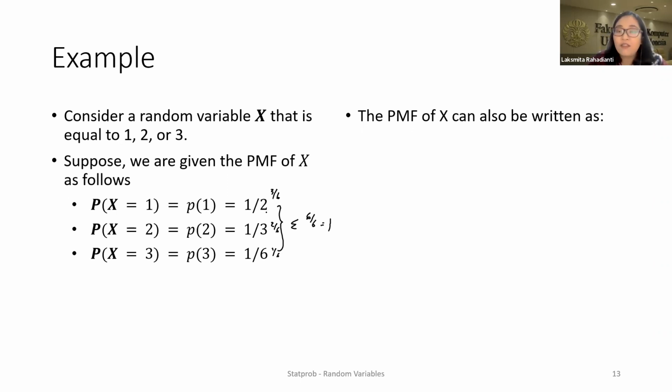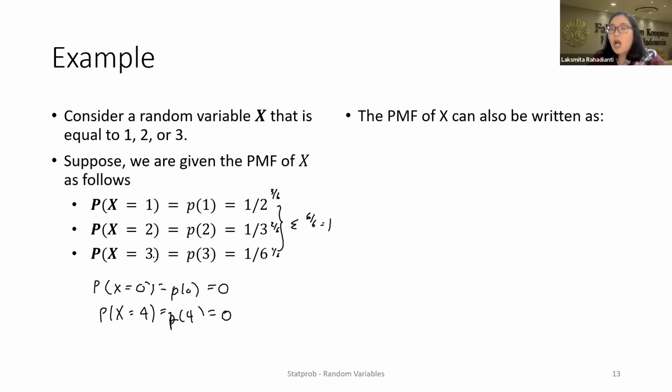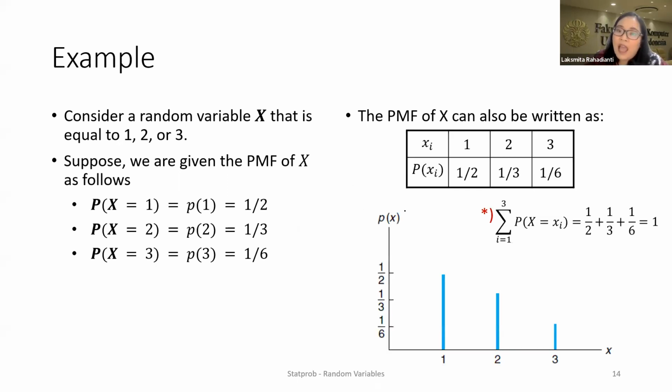This PMF is valid. So these are the possible outcomes. And if I just wanted to, I could additionally define P(X=0), or small p0, equal to 0, and P(X=4), or small p4, equal to 0. Just a sum. And as such, how can I define the PMF of X? I can define it as a table. And in fact, this is the most common way to show a probability mass function.